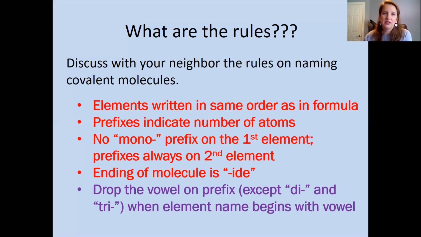So for example, let's say that we have O6. Well, 6, the prefix is hexa. O is oxygen. So we need to drop the vowel on the prefix. We're going to drop the A, and we would make that hexoxygen. Okay, hexoxygen. So drop the A, or the vowel on the prefix, if the element begins with a vowel.